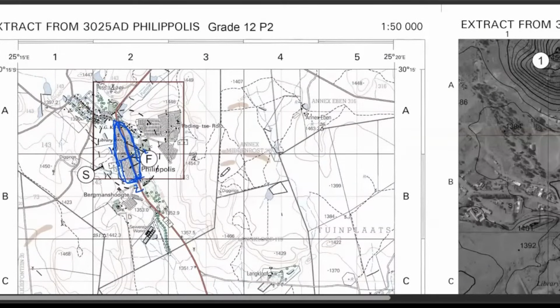Situational. We are looking at the relationship of this settlement in relation to the surrounding environment. What could have influenced the development of Philippolis in this particular area? We try to look at the surrounding environment and see if there are any other factors related to the settlement which might have favored its situation.